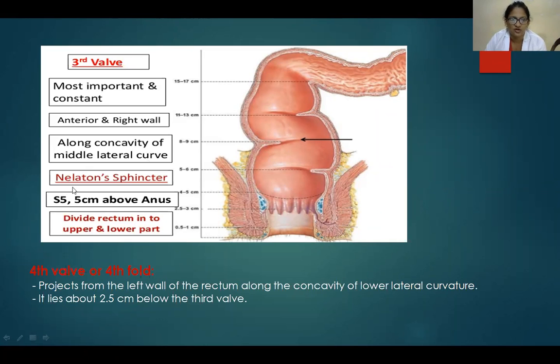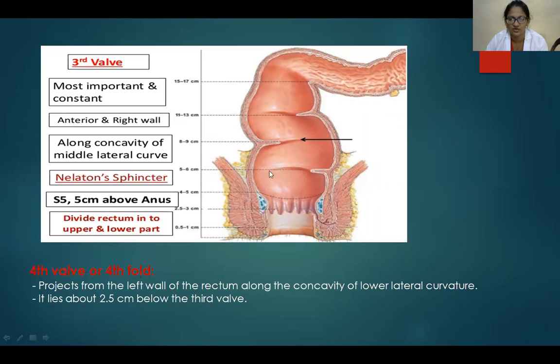It is also called the Kohlrausch sphincter. The third valve lies 2 to 5 centimeters above the anal orifice. This third valve divides the rectum into upper and lower parts. Below that it is called the rectal ampulla.